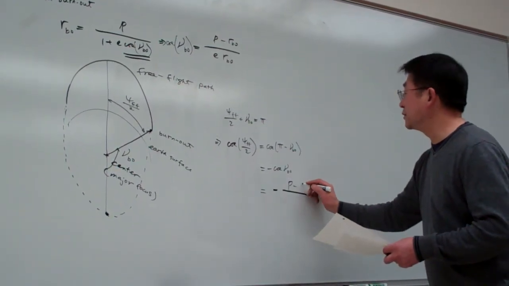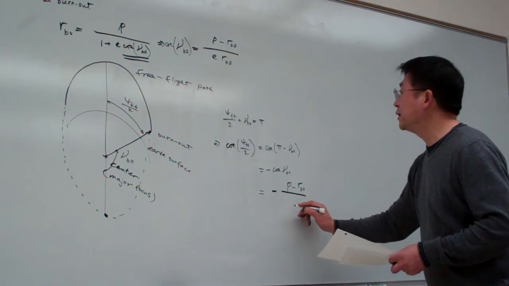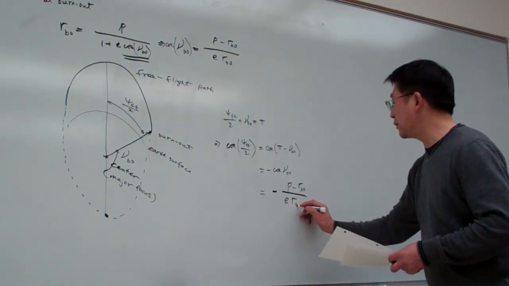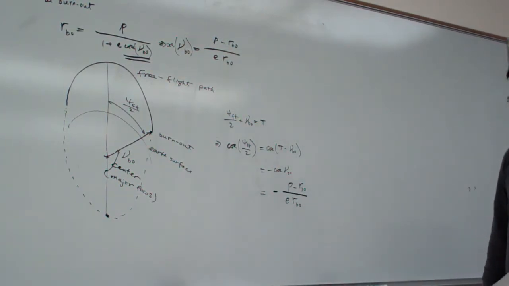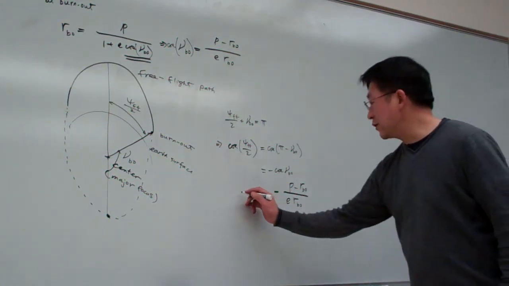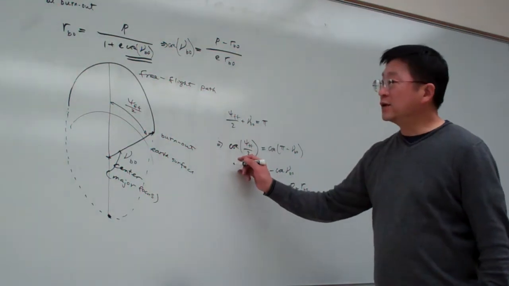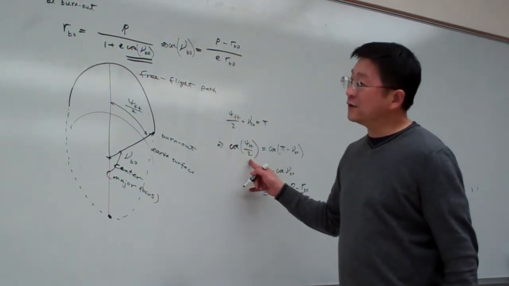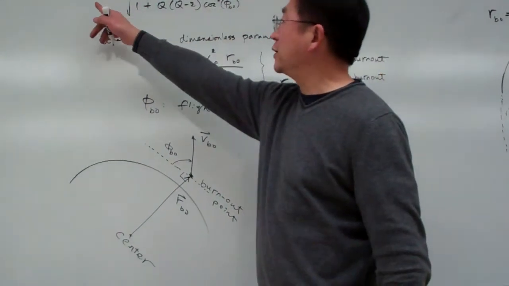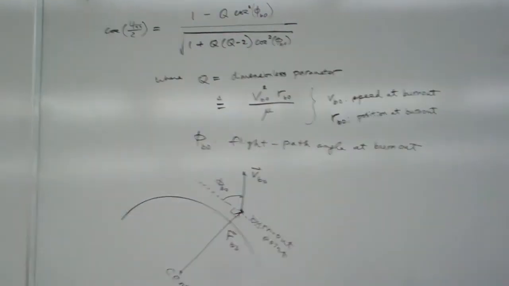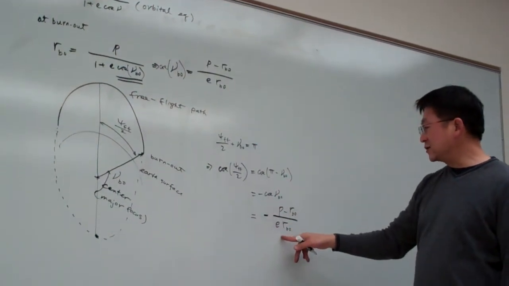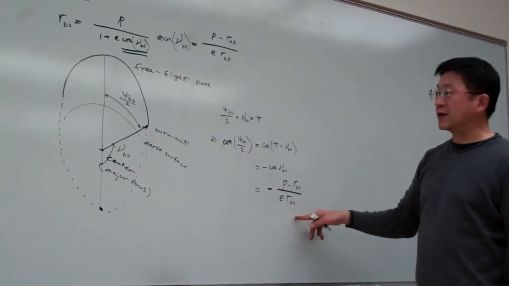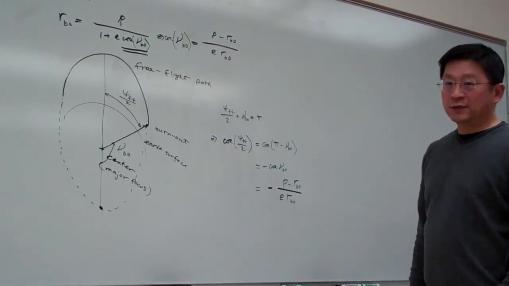E minus R VO and E times R VO. Okay. So almost there. We are asking for the cosine of that half of the free flight range. And now we are almost done there. So basically, as long as I can simplify the right-hand side to there, we've done this job.